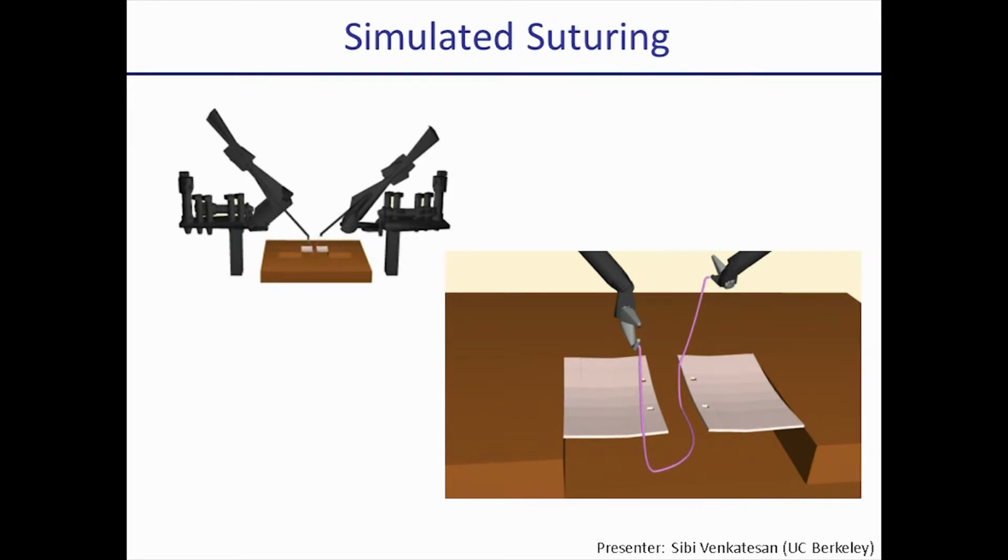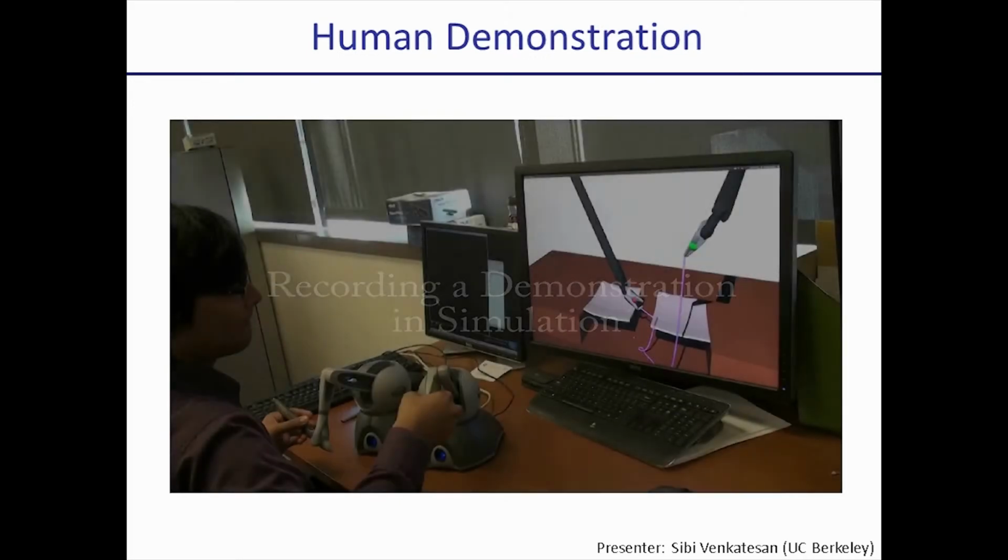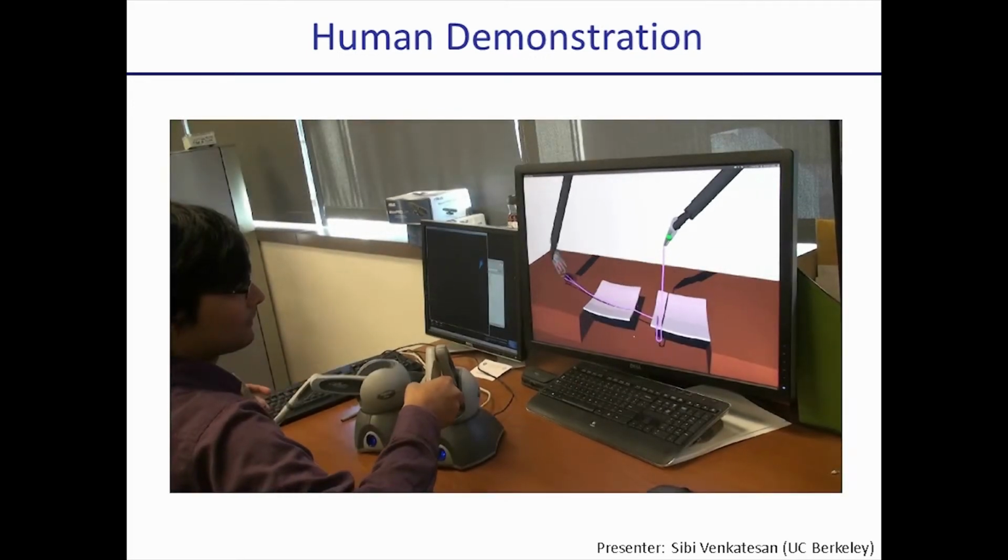Now let's look at a more concrete scenario of suturing with a robot. This is a simulated setup of the Raven surgical robot as developed in UC Santa Cruz and University of Washington. The image on the right is the setup we're working with. Our task is to teach this robot how to perform suturing from human demonstrations. So here's my colleague recording a demonstration in simulation. Let me walk you through this.